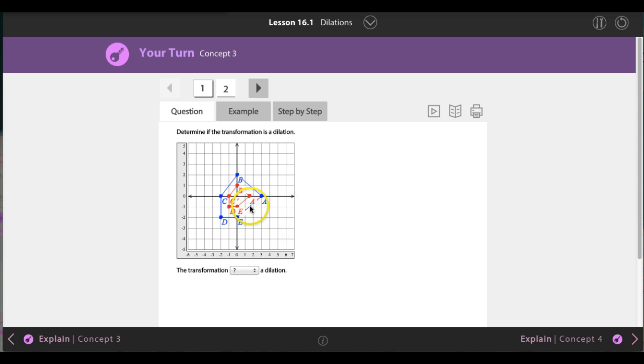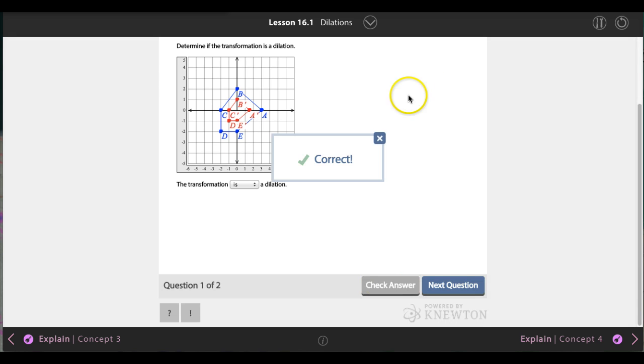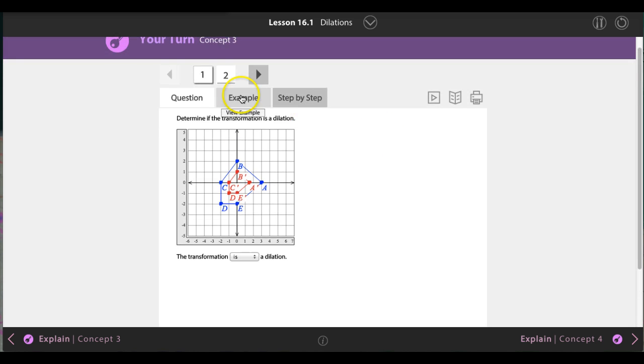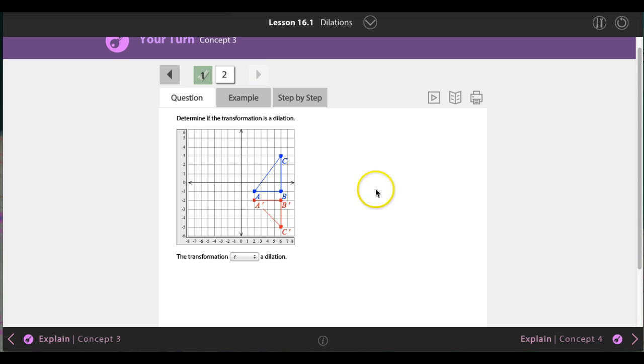Obviously, do you think this is a dilation, yes or no? Of course it's a yes, right? Because you see the smaller version and this is obviously the bigger version. So it is a dilation. So as you can see, these test questions are going to be super easy.